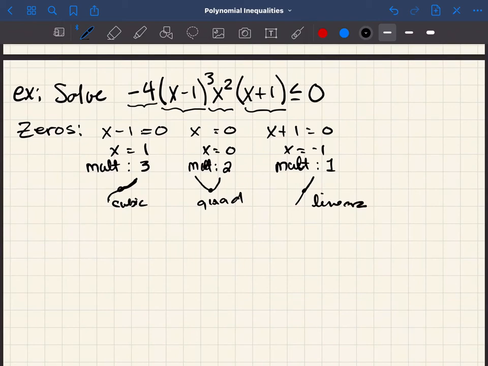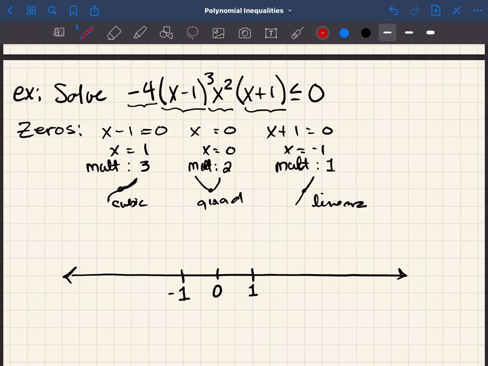Alright, so we are ready to put these zeros on our number line. So we have a 0 at 0. So we'll put 1 here. I'm going to skip by 2's. And let's put 1 here at 1. And we have another one here at -1. Alright. Now for this one, because we're looking at less than or equal to, I'm going to have a closed circle at each of our zeros. And let's go ahead and separate out the different sections here. We have a section A, B, C, and D.